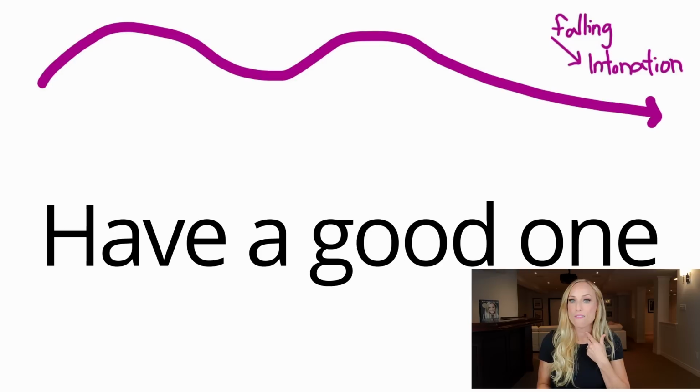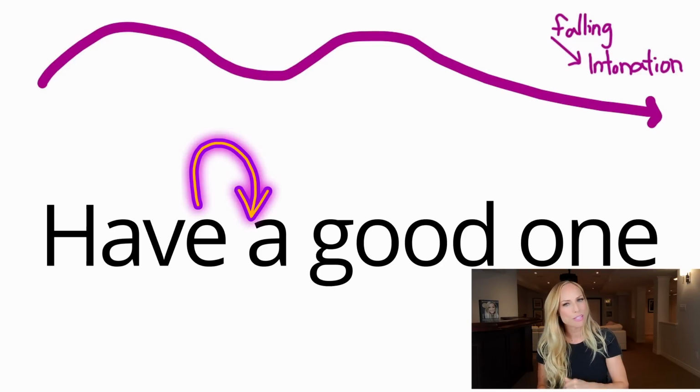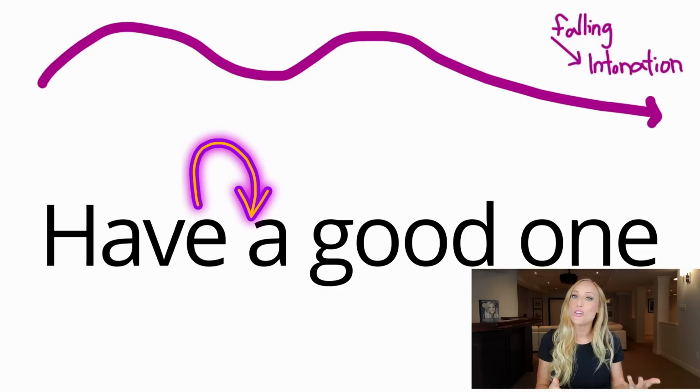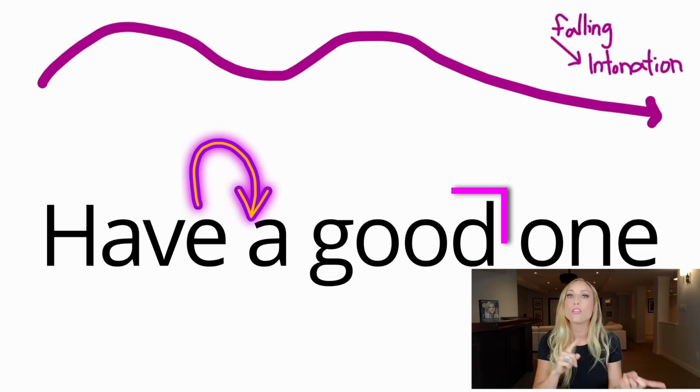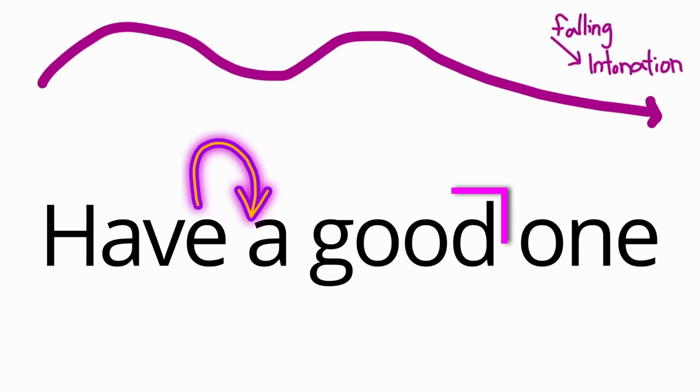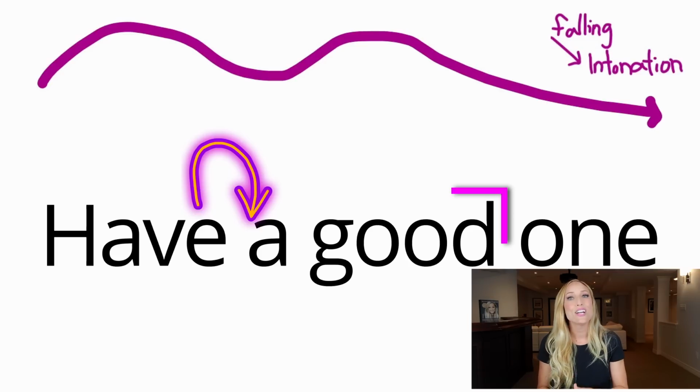The V in have links to the A to sound similar to v. Have a good one. The D in good is unreleased, meaning that the tongue tip doesn't actually release from the alveolar ridge until the W, oo, is already pronounced. The D links to the W in the word one to sound more like dwan. Have a good one. The A is unstressed and followed by a consonant, so it's reduced to be pronounced with a quick schwa sound. Have a good one.